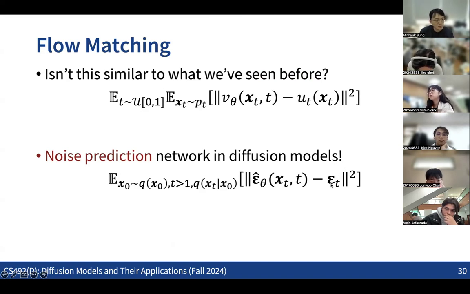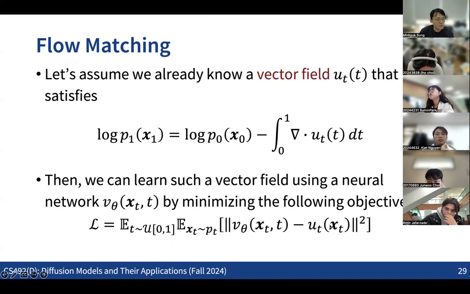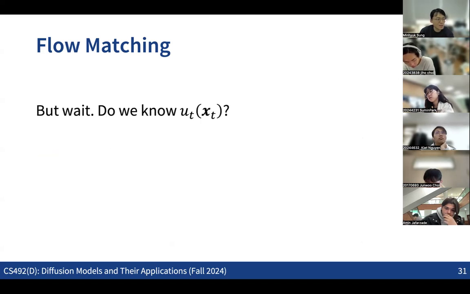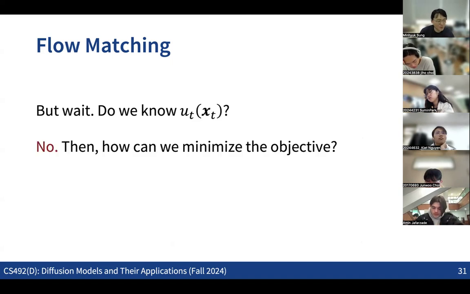But here the question is, we are now assuming that this vector field is already given, and we try to learn it using the neural network, right? But if we already knew this vector field, there's actually no point in learning it. The problem is basically solved. We can directly use the given vector field for the generation process. So do we know this vector field? No, actually, that's the problem. That's why we want to learn this vector field. So without knowing it, how can we minimize the objective function?